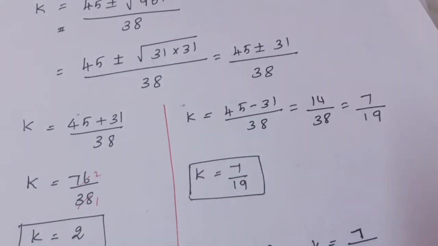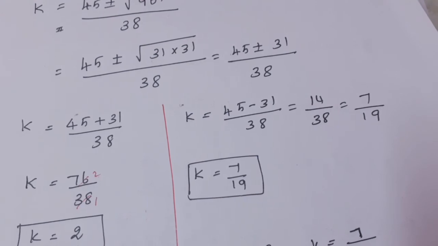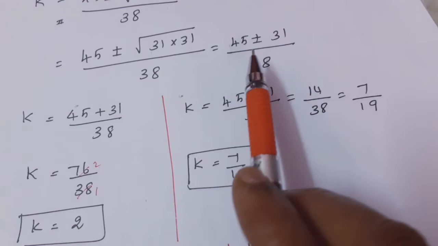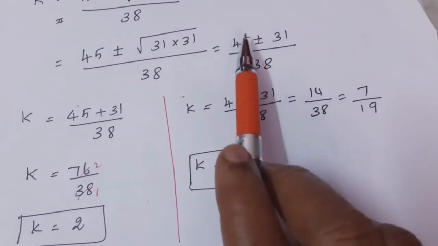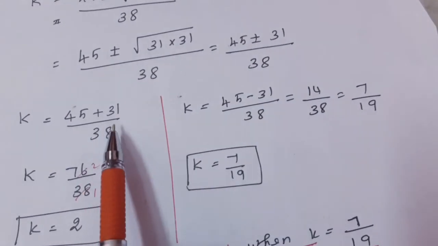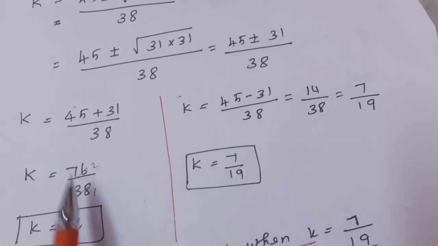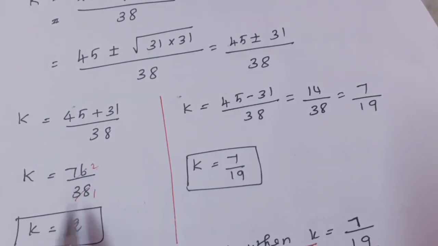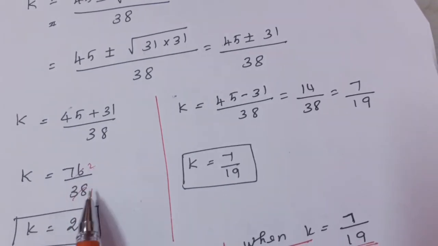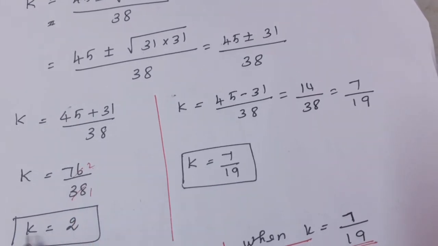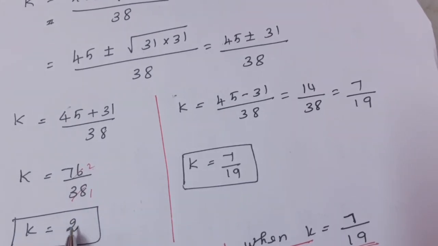This is a quadratic equation, so we get two values for k. First add the two terms: 45 plus 31, divided by 38. So k equal to 45 plus 31, which is 76. 76 by 38. That is, 76 is 2 times 38. Therefore we get the value k equal to 2.